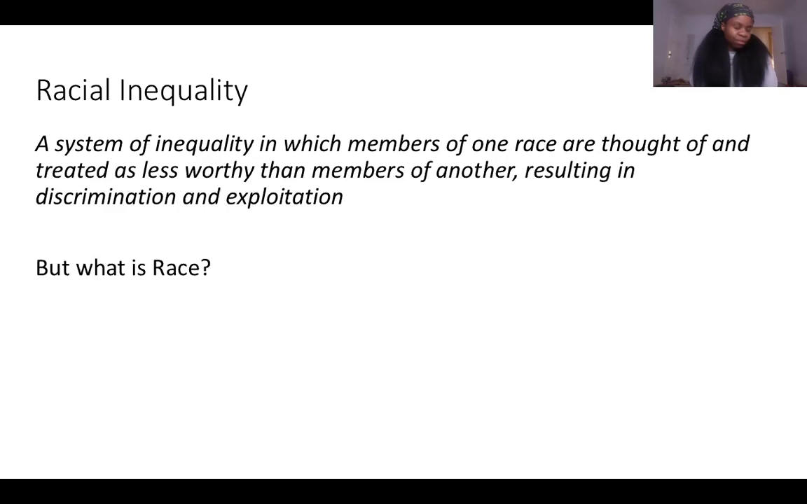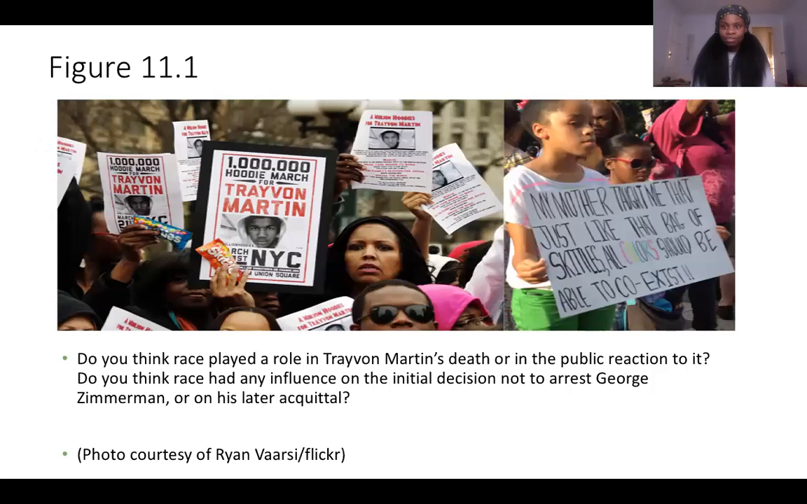Racial inequality is defined as a system of inequality in which members of one race are thought of and treated as less worthy than members of another, resulting in discrimination and exploitation. But what is race? Before we get into what race is, take a look at this figure. This figure is directly pulled from chapter 11, our race and ethnicity chapter, and it is a figure that depicts a Trayvon Martin protest.